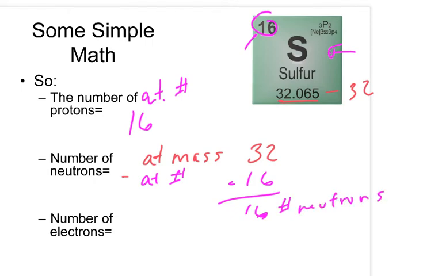Our last one is the number of electrons. The number of electrons is just equal to the number of protons. That's because electrons have minuses and protons have pluses, and you have to have your pluses equal your minuses. So in this case, that's the atomic number, 16, the number of protons.